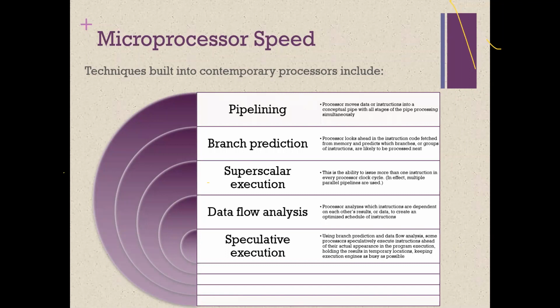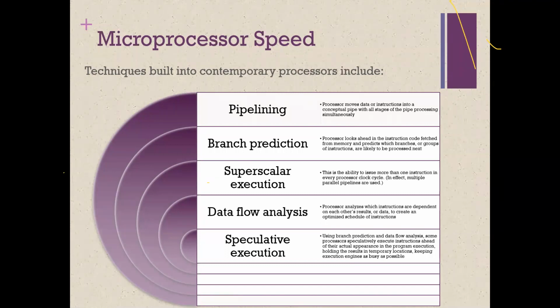Here, the ability is to issue more than one instruction in every processor clock cycle. So in effect, multiple parallel pipelines are being used or utilized. And that is what we call superscalar execution.